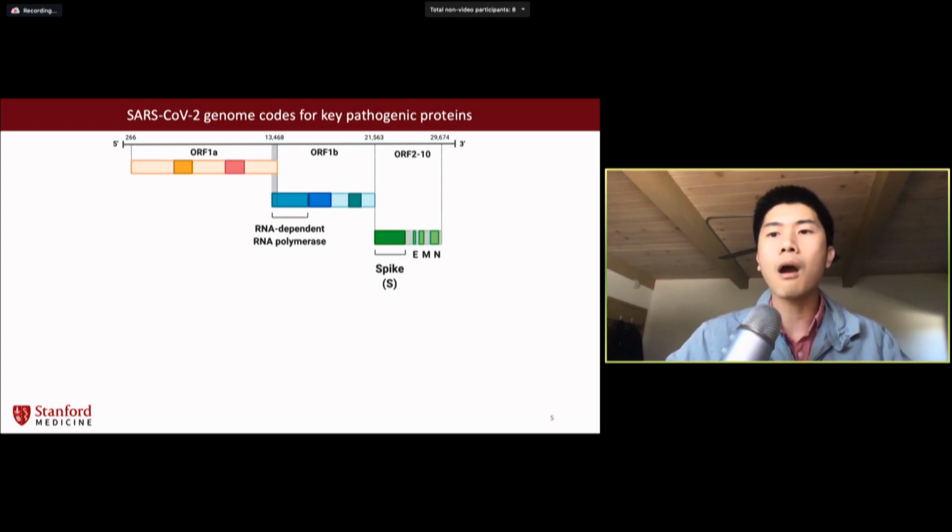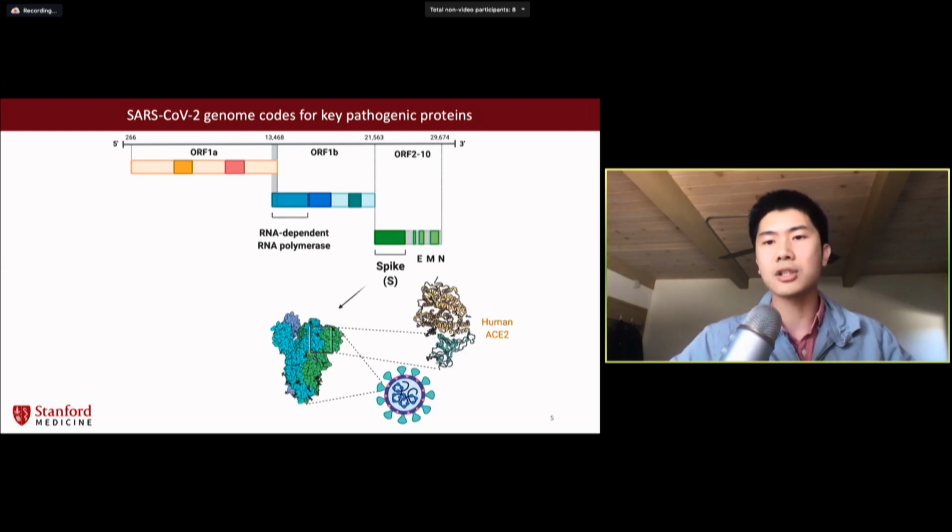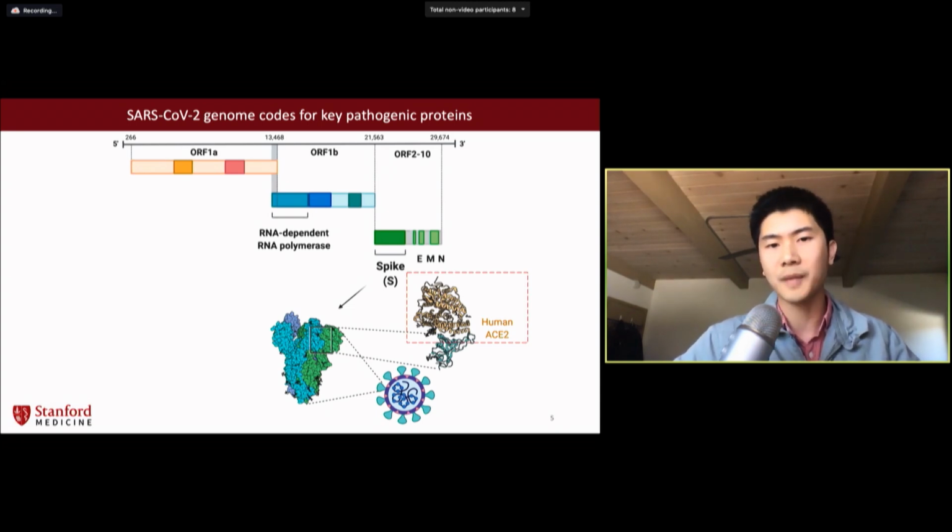You'll hear me talk a lot about spike protein today because it enables the entry of the virus into human lung cells. Human ACE2 is a protein present in human lung cells and tightly binds to viral spike protein. This interaction is essential for the virus to enter human cells. An antibody targeting this interaction will have a desirable outcome for a COVID-19 vaccine. And I show the human ACE2 protein in yellow here.